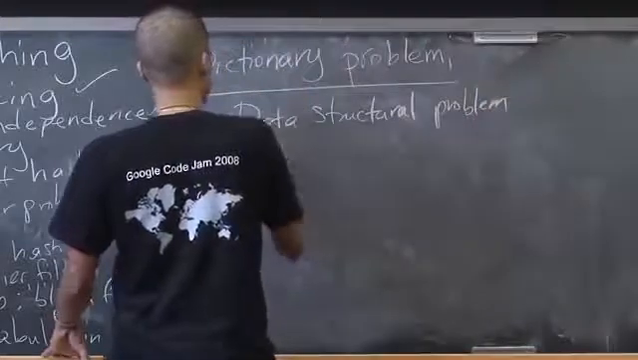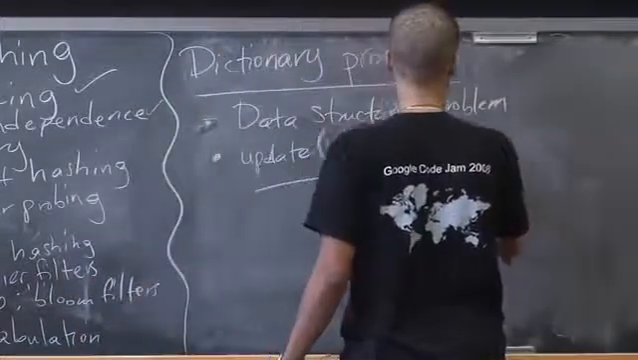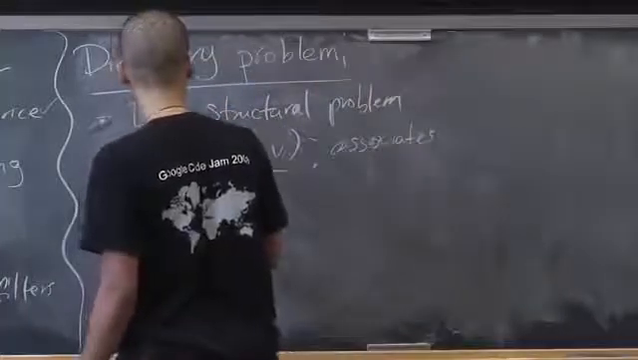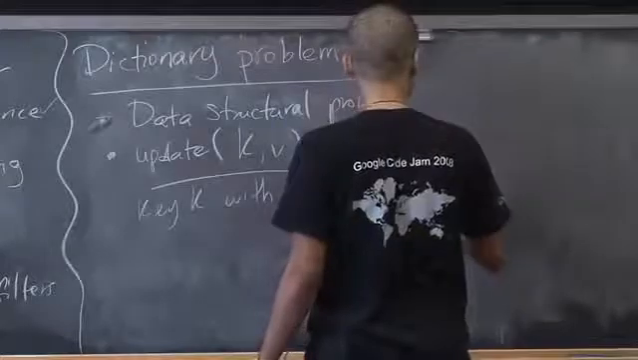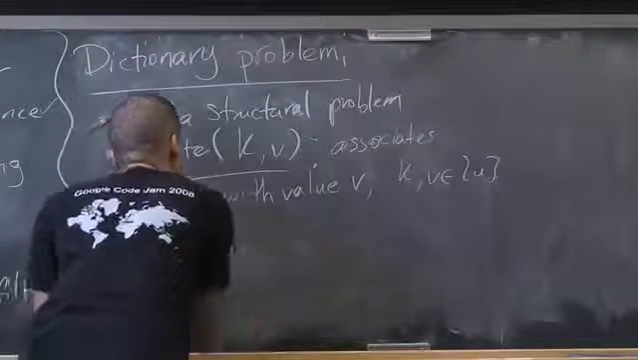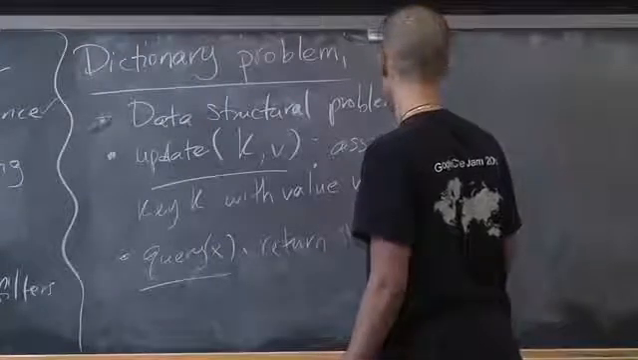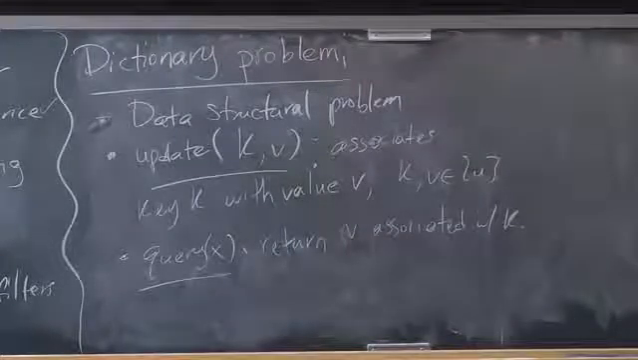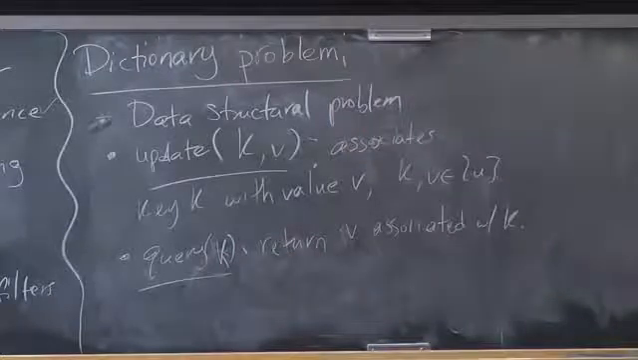There are two operations. Update(k, v) associates, let's say, key k with value v. Imagine that k and v are both in your universe. And then there's query(k): return the value v associated with k. Return the value that's associated with this key k, or if there is nothing associated with it, you report that there's nothing associated with it.